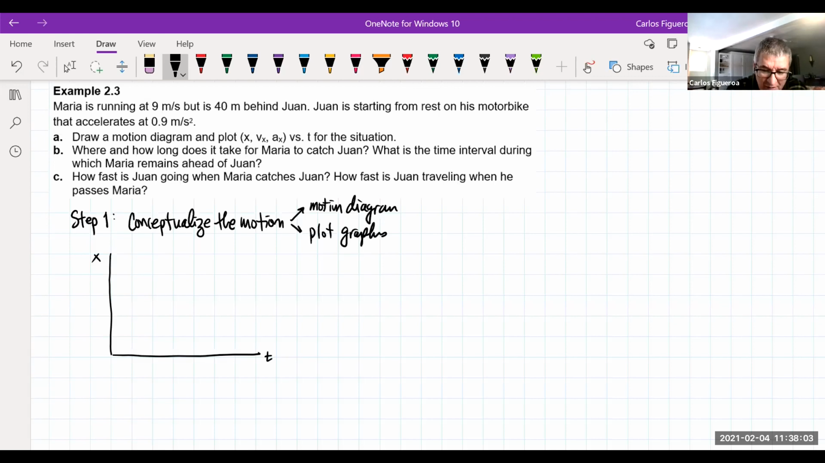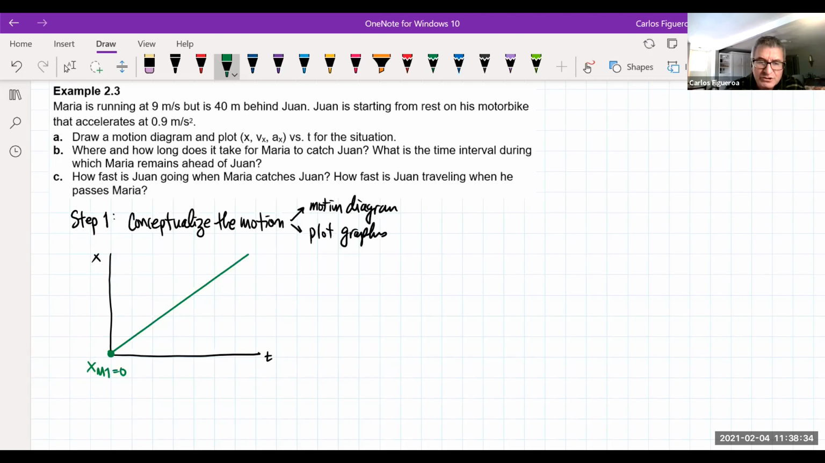So what I'm going to do here is that since she's behind Juan by 40 meters, I'm going to say that Maria, which I'll draw in green, is starting out at the origin. So I'm going to say the position of Maria initially is 0, but she's going to run at constant velocity. So I'm going to pick some slope and I'm going to say, okay, this is her. She's moving at a constant velocity line.